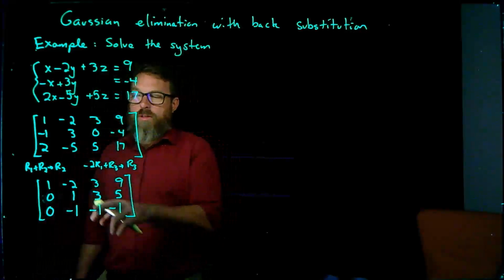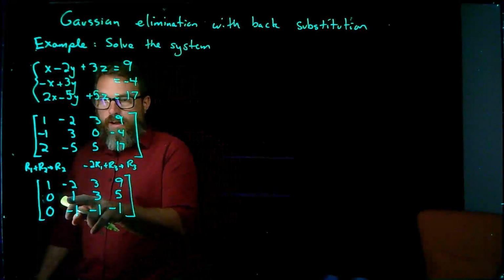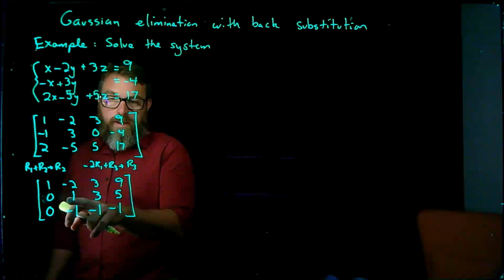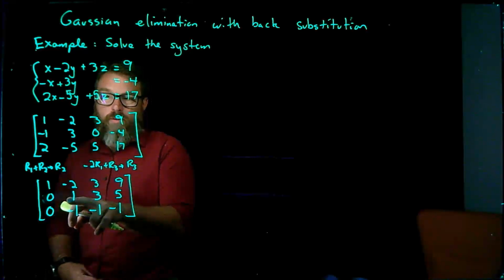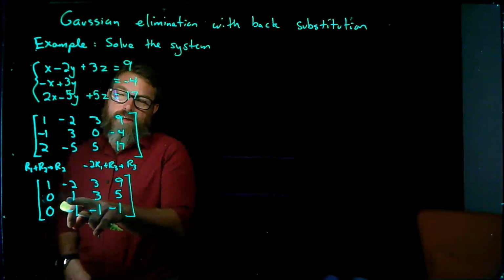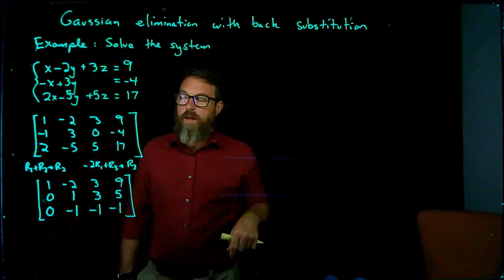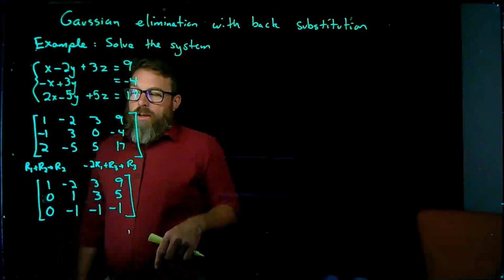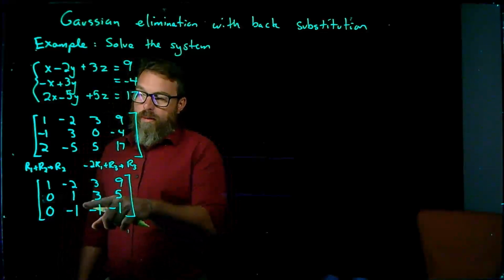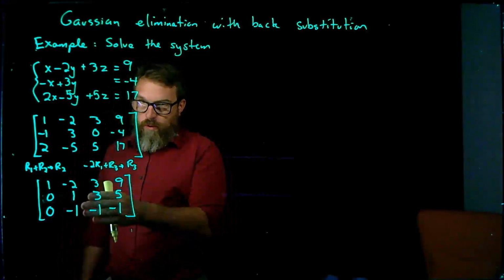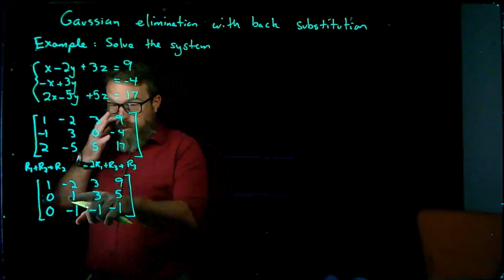Now my next goal is to make this a 1. And again, conveniently it is. If it's not, you can always multiply by 1 over whatever that number is, or essentially divide by that number across the row, because we can multiply the row by a non-zero constant. So, since this is a 1, I'm going to now make this a 0. So now we go after column 2. So make this a 1, make this a 0.